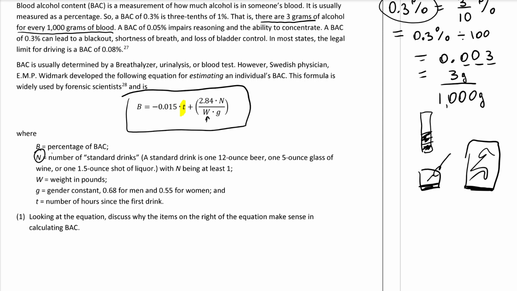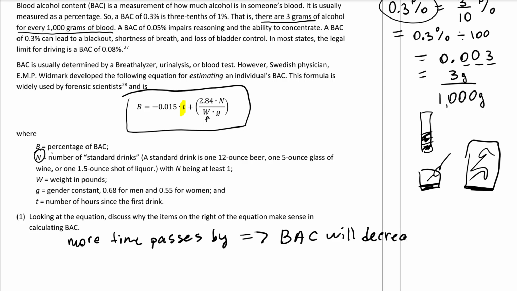The time is there, which is logical, as more time passes by, your body will get rid of the alcohol. The liver will break down the alcohol and then get rid of it from the body. So as more time passes by, the BAC will decrease. As time goes by, the blood alcohol concentration decreases, which makes sense.